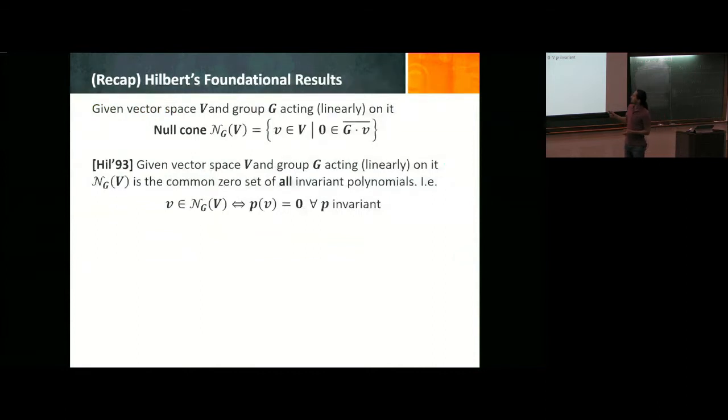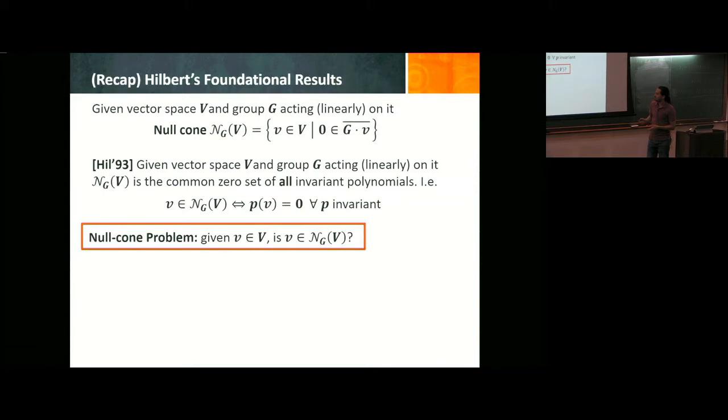It's been happening, you forgot. So if I give you a vector space V and a group G acting linearly on it, Ankit defined this null cone. The null cone of this action is the set of all points such that 0 is in their orbit closure, right? And as Ankit said, by a work of Hilbert, it turns out that this null cone is the common zero set of all the invariant polynomials. So if your point V is in the null cone, it means that P of V is equal to 0 for all the invariant polynomials P, right? And the null cone problem is: I give you a point V, and is V in the null cone?